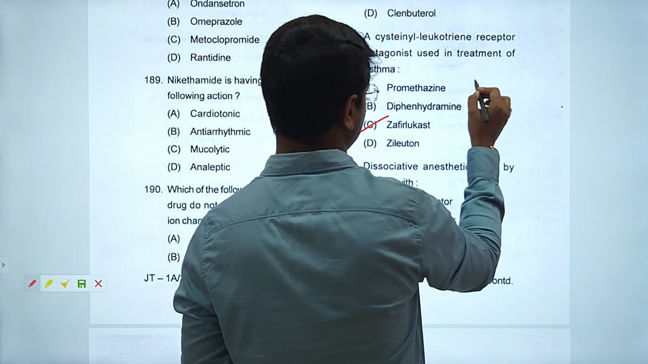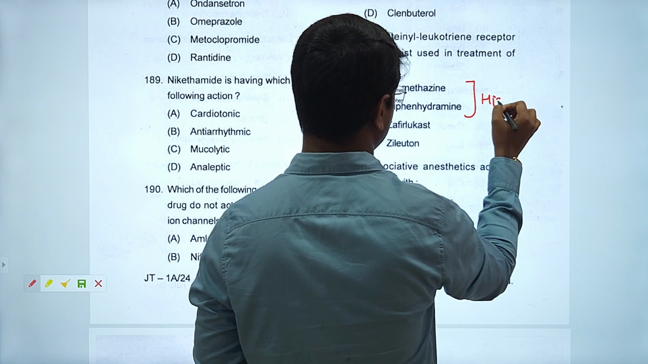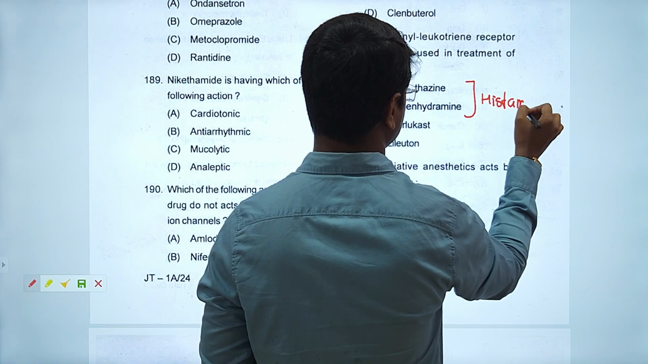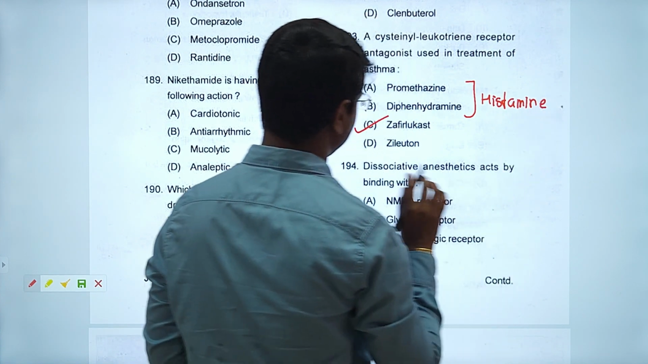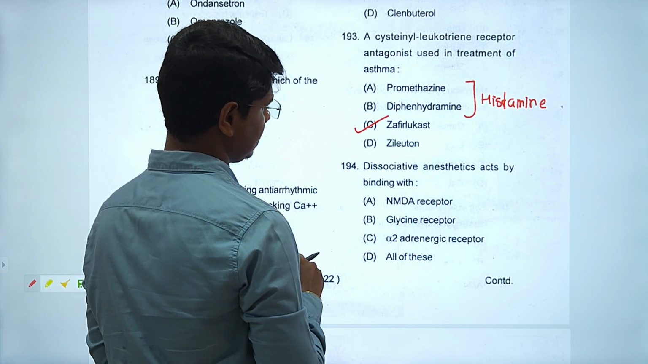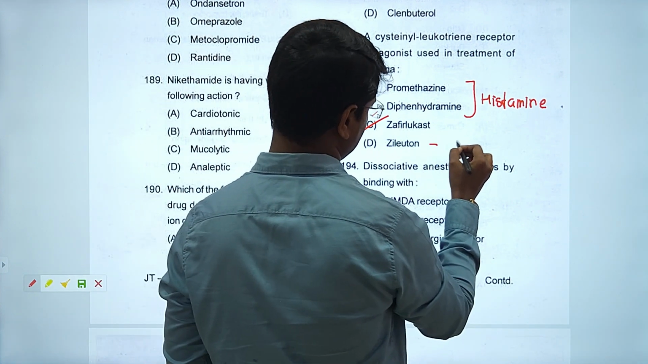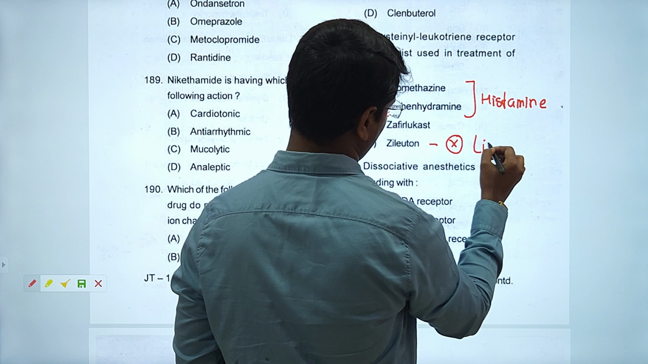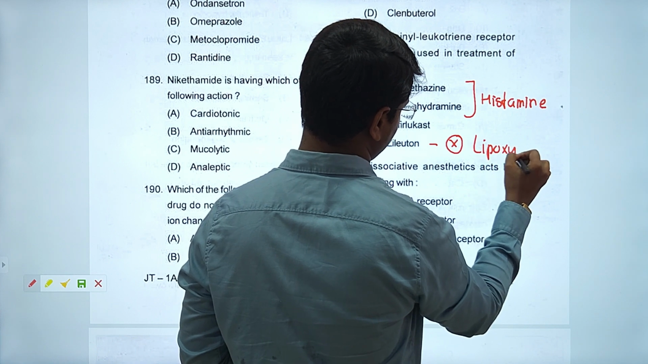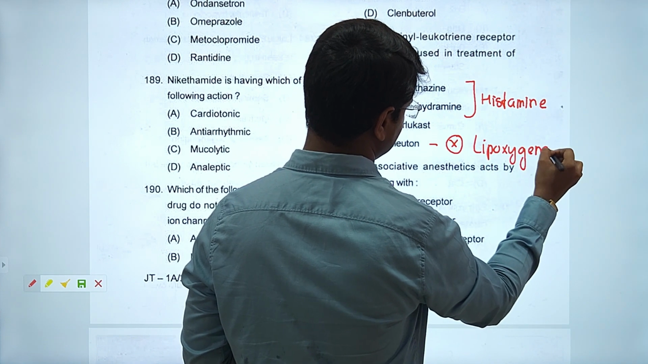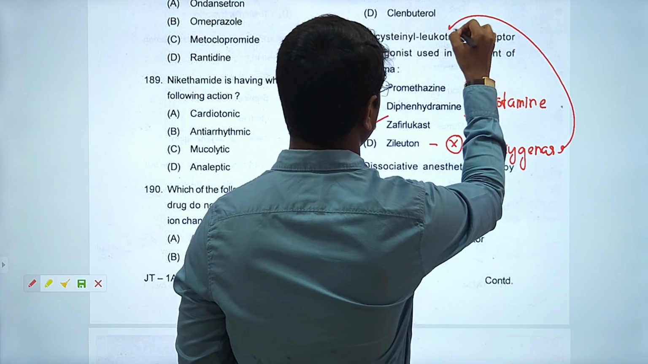Promethazine and diphenhydramine, they act on histamine receptors. I am slightly forgetting histamine. And zileuton, they block the lipoxygenase, which synthesizes this leukotriene.